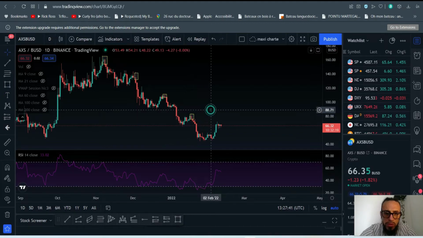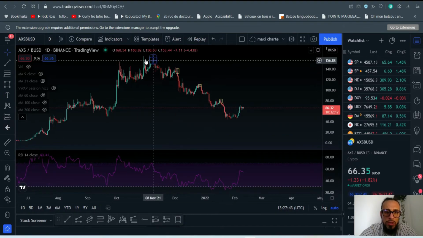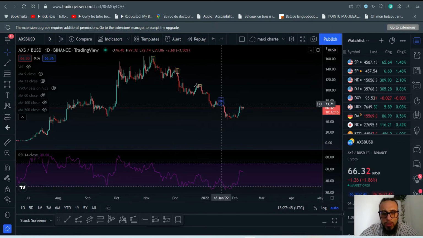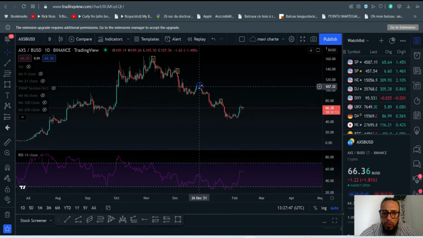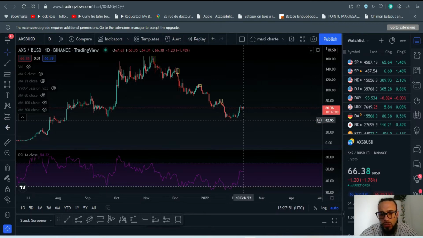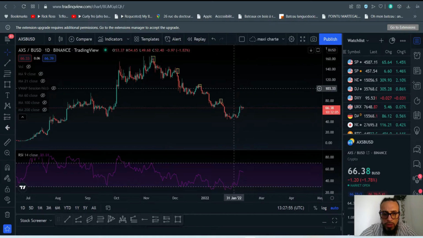All right, so within these areas we'll find some very important key levels where the price of Axie Infinity will most likely rally back up to when the bull market starts again.